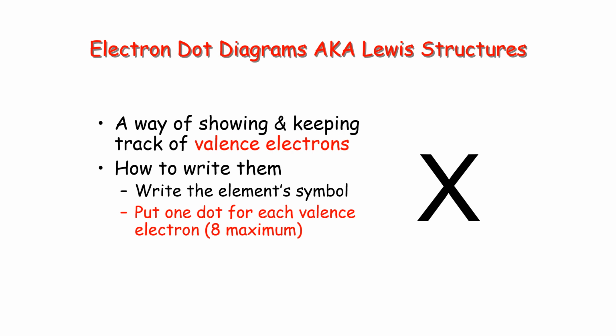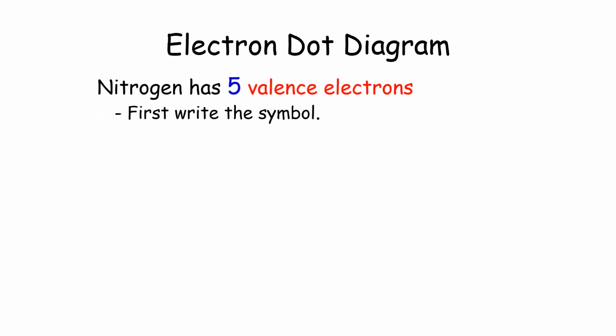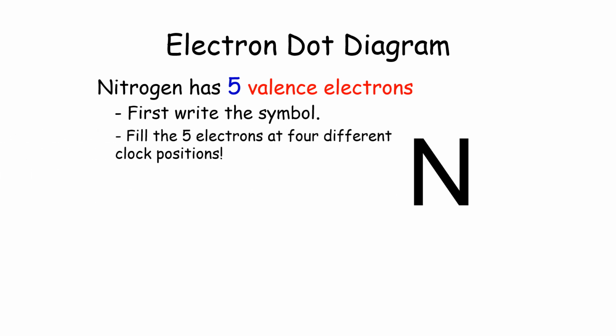The maximum that any element in the periodic table can have is 8 valence electrons. So let's say that this one also has 8 valence electrons. We'll just go ahead and make those 8 dots to represent the number of valence electrons. So let's say we are now looking to draw the electron dot diagram for nitrogen. Nitrogen has 5 valence electrons. We'll start off by writing the symbol, and then we'll just make all the dots to represent those 5 electrons. So 1, 2, 3, 4, and 5. There you go. That is the electron dot diagram for nitrogen.